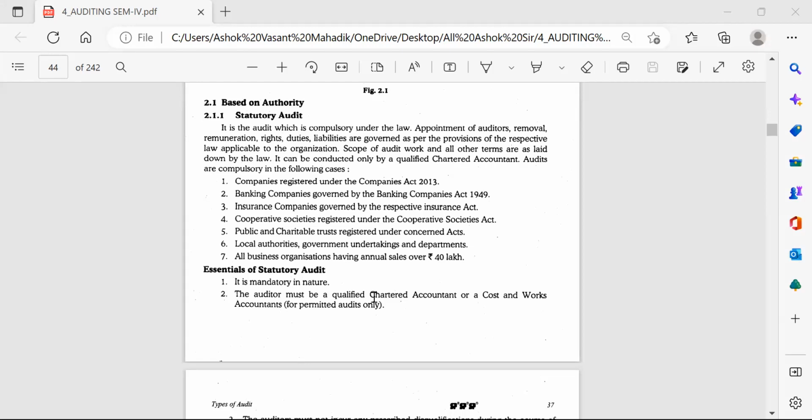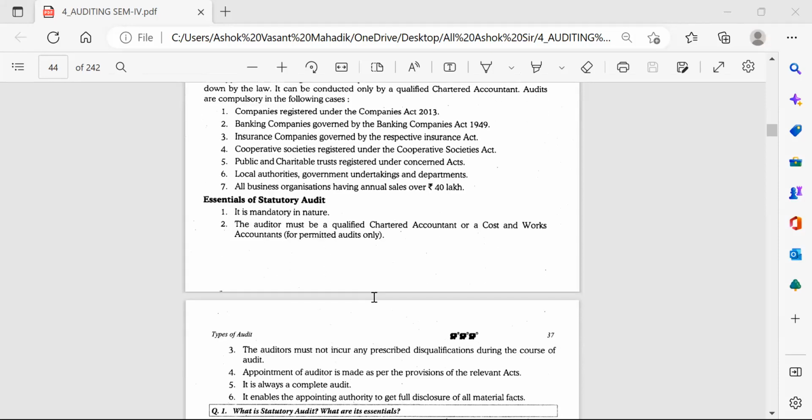Now, examples they have given: companies registered under the Companies Act 2013, banking companies covered under the Banking Companies Act 1949, insurance companies covered under the Insurance Act. So likewise, most of the companies are covered under some or the other audit law, and that law requires you to get your books of accounts audited, and this is called statutory audit.